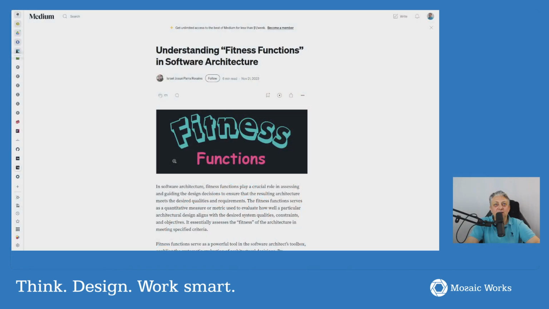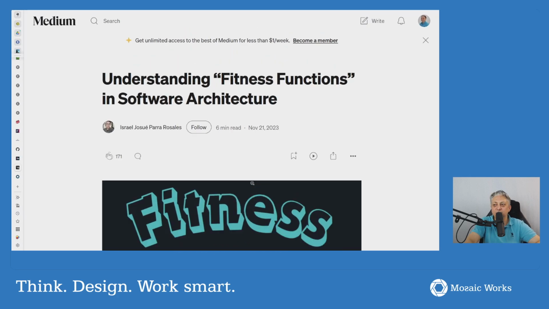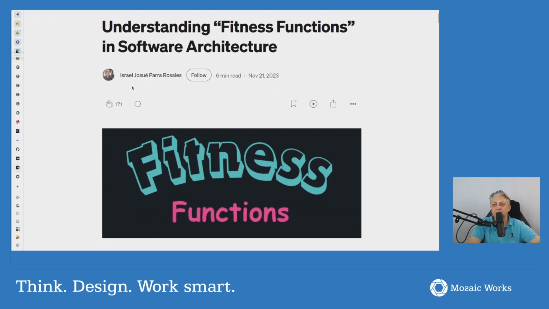So let's look a little bit. I have two articles here, and I think they are quite interesting. One of them is Understanding Fitness Functions in Software Architecture, a Medium article published by Israel Josue Para Rosales, I hope.